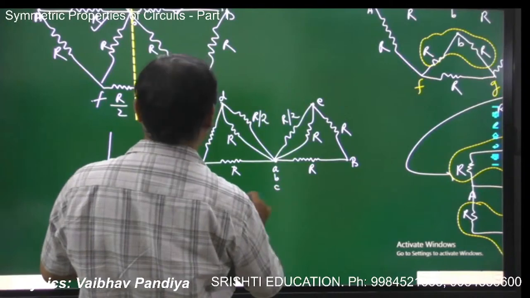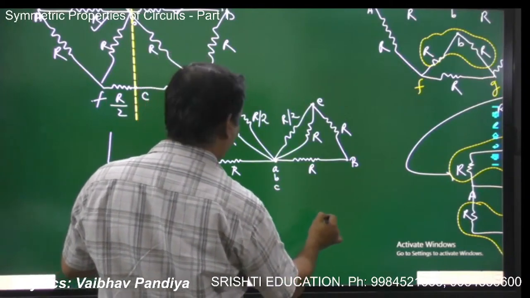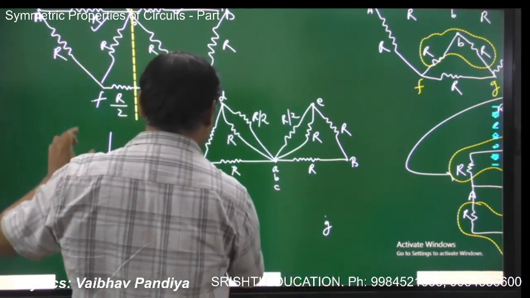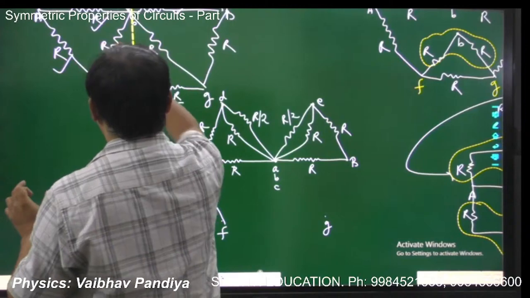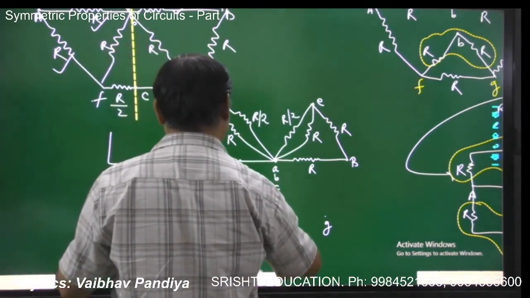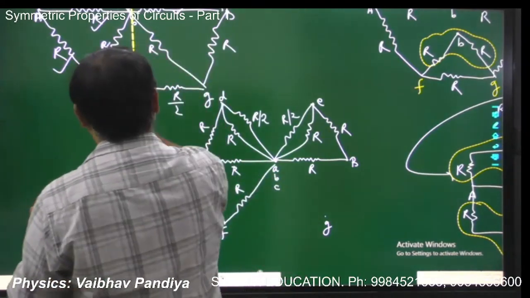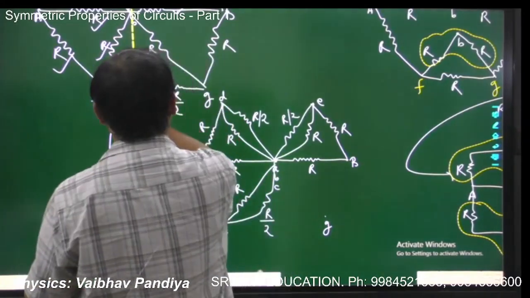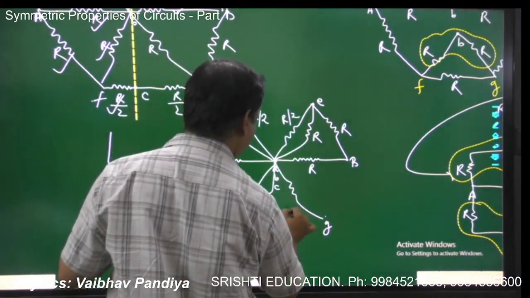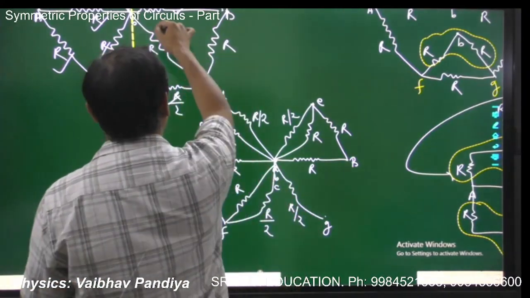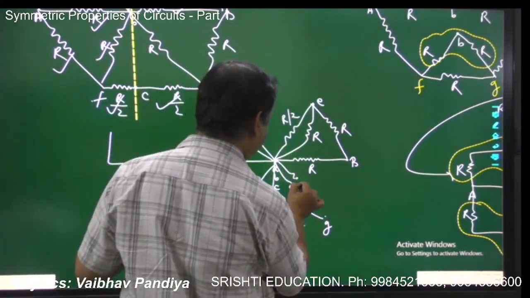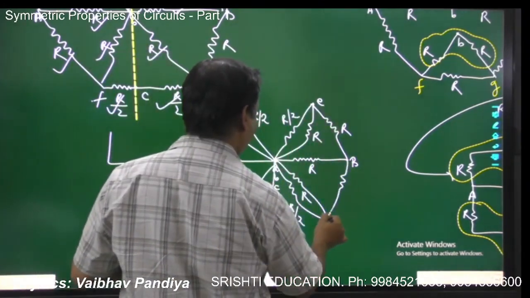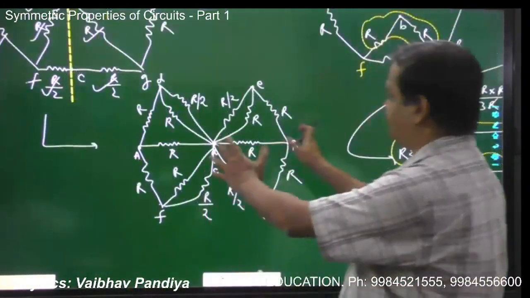And here you can make point C, this is point F, and this is point G. And in the bottom configuration, the things are very identical. So between A and F, we have a resistance R. Between F and B, we have a resistance R. Between F and C, we have a resistance R by 2. Between C and G, we have a resistance R by 2. Between B and G, we have a resistance R. And between G and B, we have a resistance R. So this is the first reduction method.